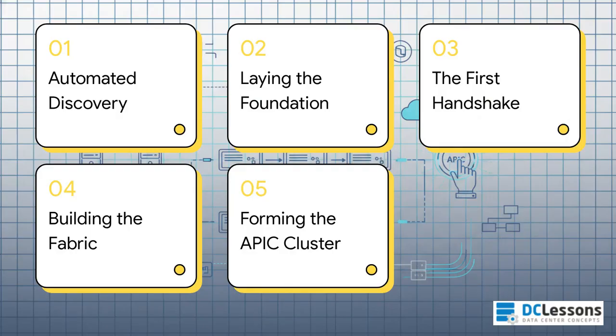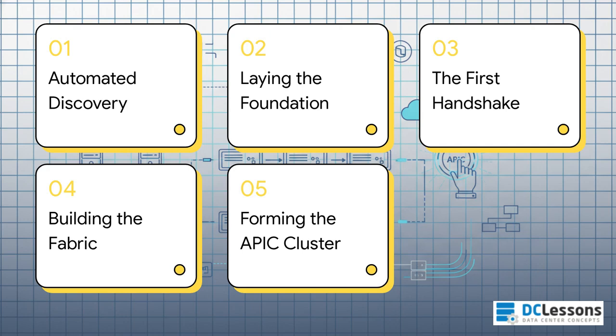We're going to break it down into 5 clear stages. First up, we'll look at the core protocols that make this whole thing possible. Then we'll talk about laying the right foundation. After that, we'll witness that very first handshake between devices. Then we'll watch the entire fabric build itself out. And finally, we'll see how the controllers find each other to form a super resilient cluster.